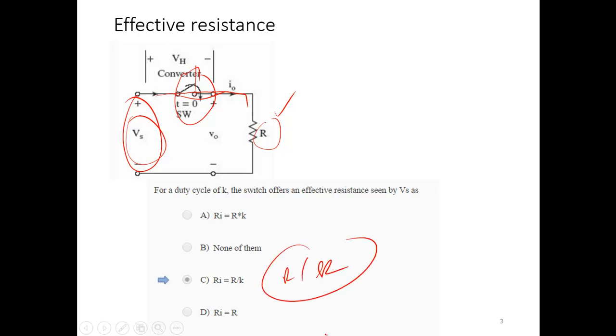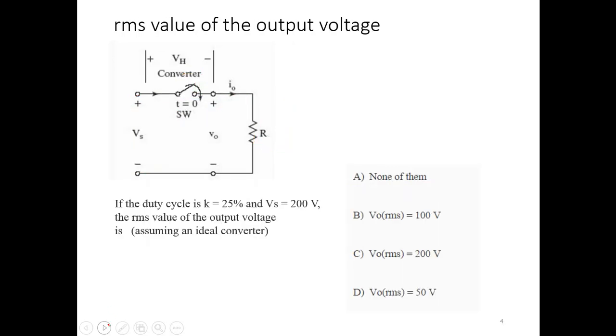When K is equal to 1, that is the complete on condition. If K is equal to 0, the switch is not on for any time. So for duty cycle K, the switch offers an effective resistance of R by K. This is the right answer. It's like a modulator, like a variable resistance as far as the source is concerned.